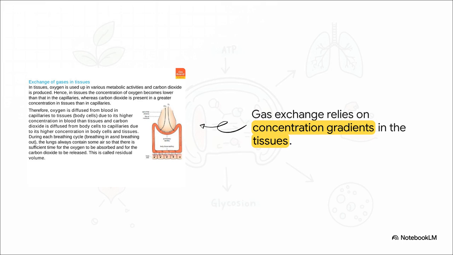Now, once the oxygen gets all the way down into those tiny alveoli, it enters your blood capillaries. But how does it get from there into your actual muscles and organs? Well, it's all about concentration gradients. The oxygen diffuses from the highly concentrated blood into your oxygen-depleted tissues. Simultaneously, the carbon dioxide waste produced by those tissues is basically pulled back into the bloodstream to be exhaled.